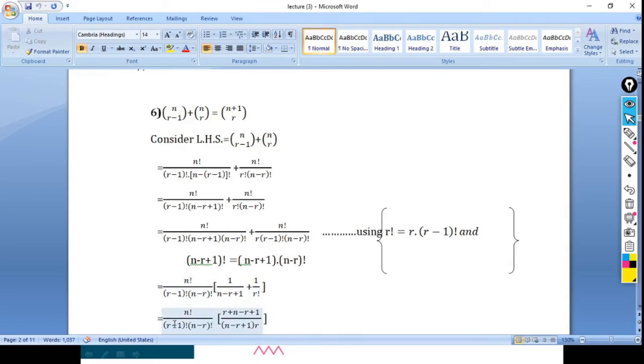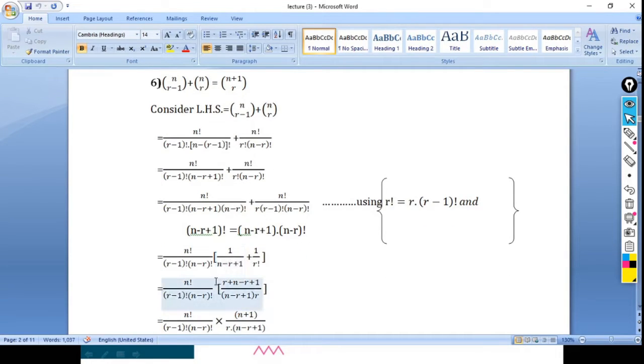These terms are as it is outside the bracket. Simplify the bracket by taking the cross multiplication. Now here is the cross multiplication. Sorry, here should not be factorial notation. It should be only r. Now here we are having 1 upon n minus r plus 1 plus 1 upon r. Now take the cross multiplication.